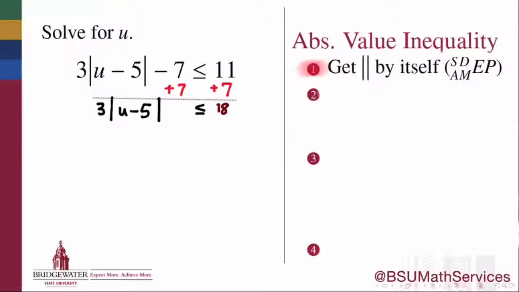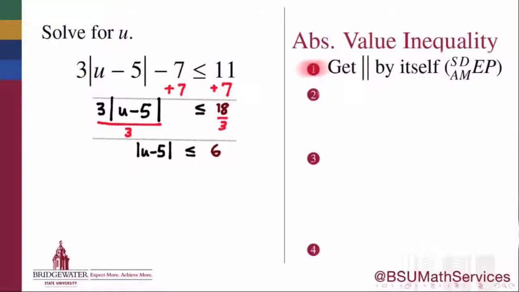Now that we've completed all the addition or subtraction that can help us, we next use multiplication or division to get more arithmetic away from the absolute value quantity. We can do that by dividing by 3 on both sides, now isolating the absolute value by itself on the left side of this inequality. In the inequality, absolute value of u minus 5 is less than or equal to 6.